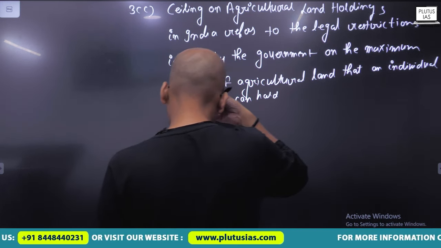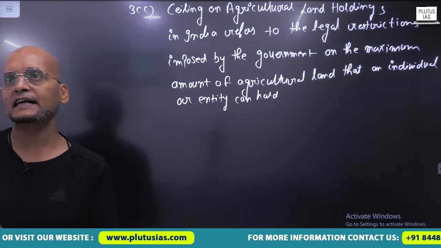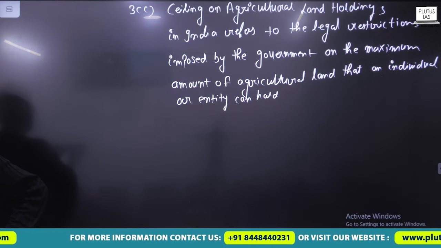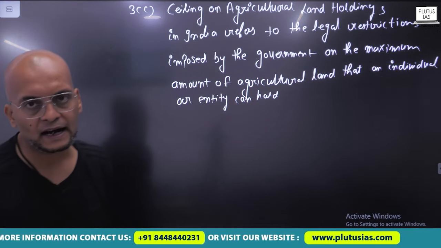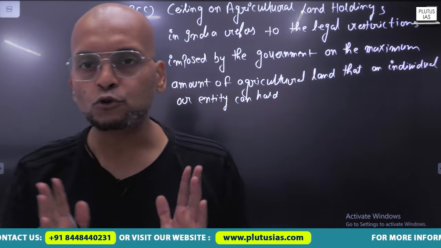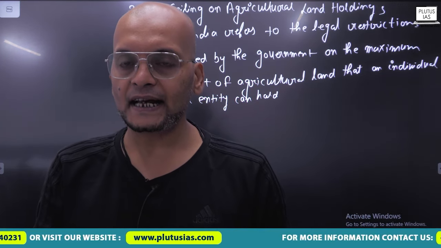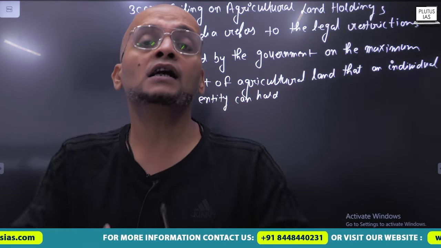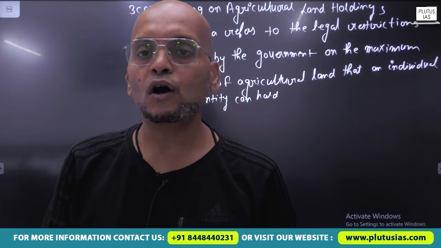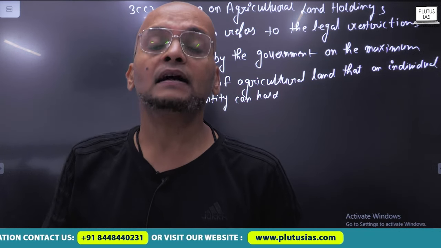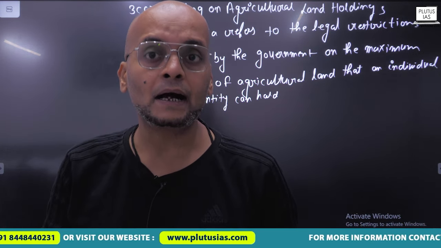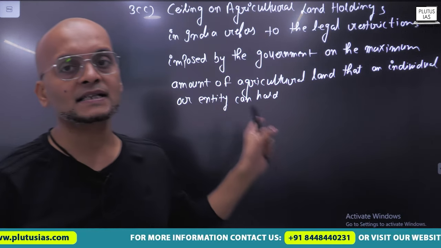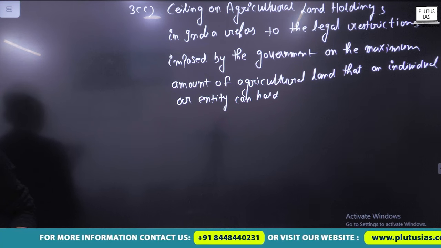Fine, this much introduction. And what was the idea? The idea was to prevent a few individuals or entities from amassing large tracts of agricultural land. So you can say, to prevent a sort of monopoly in agricultural land. Because a few rich, a few influential, would acquire all the land. So again, the farmers won't get anything. They won't get the land, and again, they will become agricultural laborers. So to prevent this, the ceiling system was launched, or these laws were made.